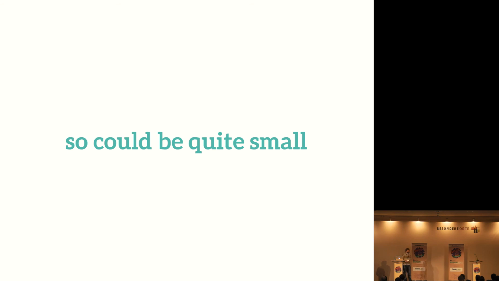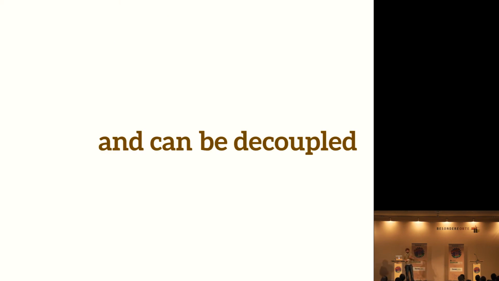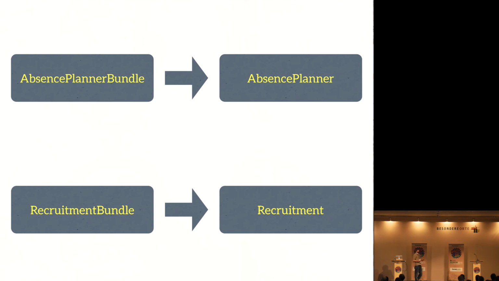Okay, so when would you split application bundles? When the domain itself is big enough to split, and it can be sensibly decoupled. So maybe in our HR thing we get to a point where, cool, we've got all this absence planning stuff, absence requests, but we also want to deal with recruitment. We want to have a way of tracking potential employees, their CVs, which interviews they've been through, what stage they're in, what notifications we need to give them about this, and stuff like this. Keep track of who applied last year for applying again, things like this.